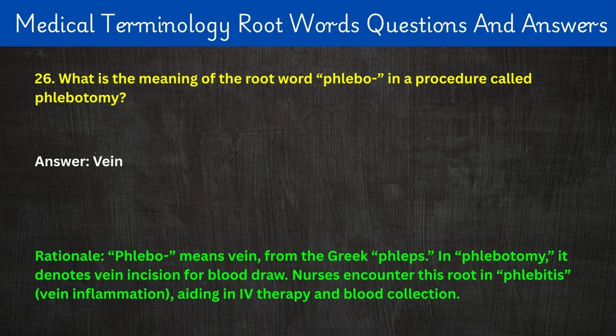26. What is the meaning of the root word phlebo- in a procedure called phlebotomy? Answer: vein. Rationale: Phlebo- means vein, from the Greek phleps. In phlebotomy, it denotes vein incision for blood draw. Nurses encounter this root in phlebitis, vein inflammation, aiding in IV therapy and blood collection.